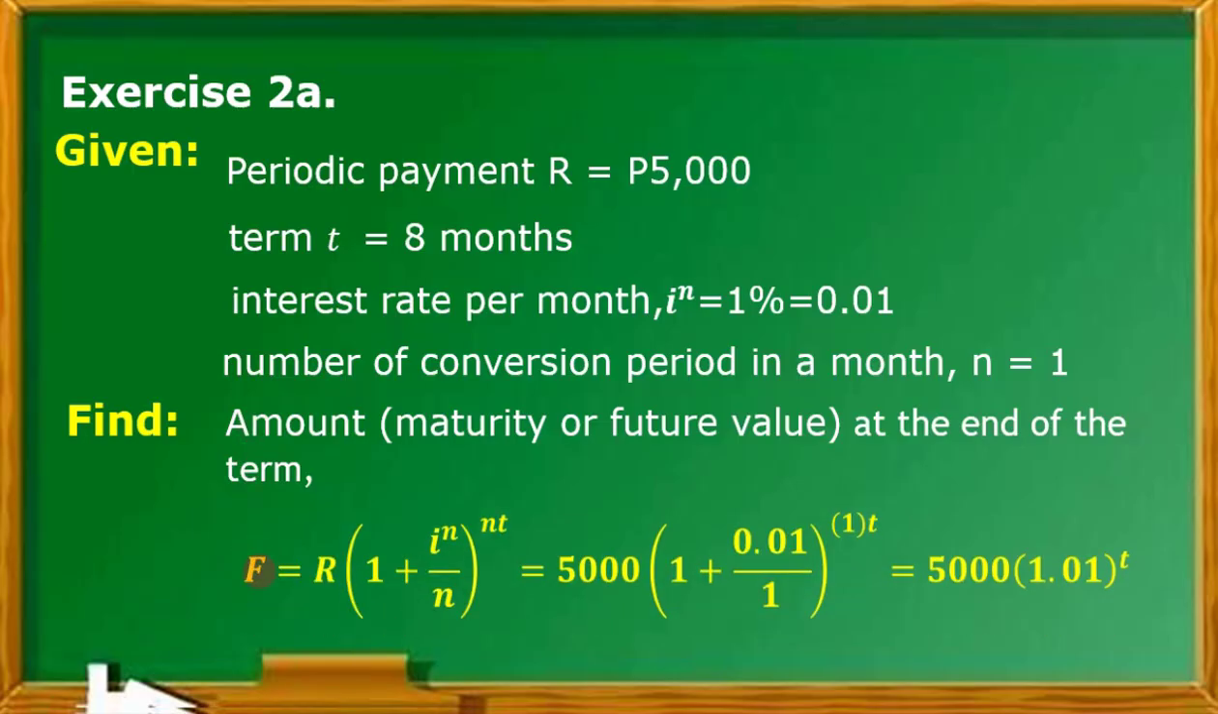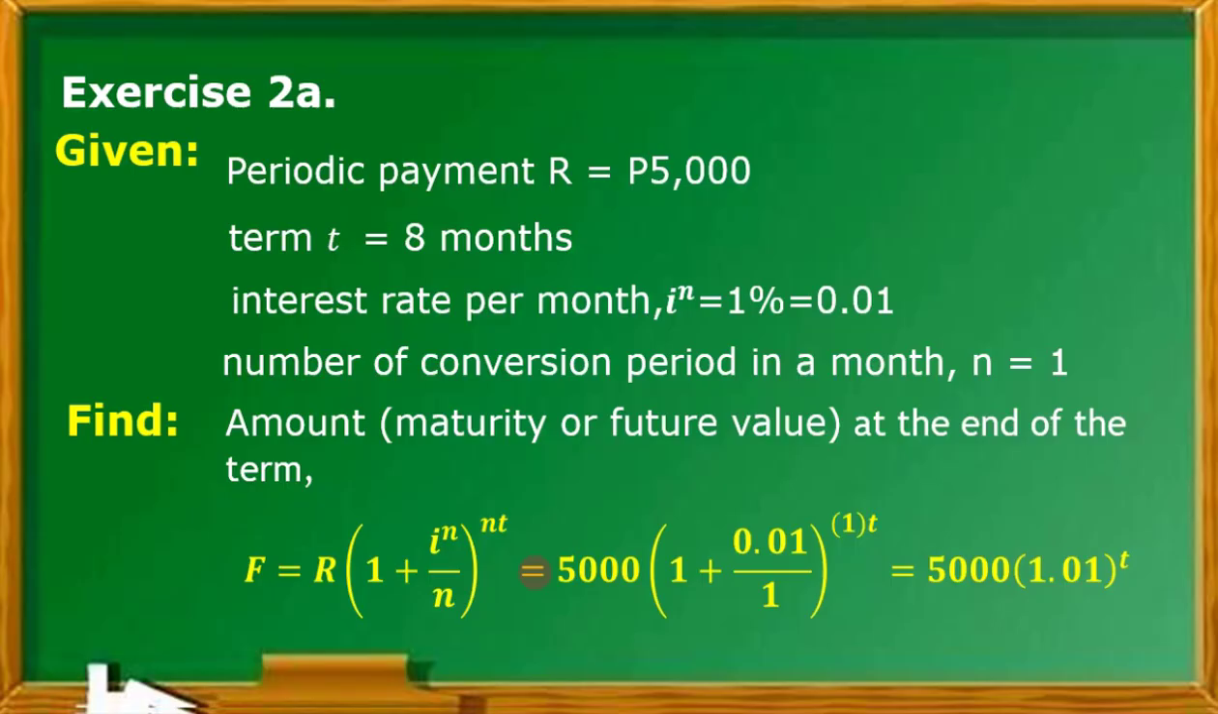So here's the formula: F equals R, where R is the payment period, times the quantity 1 plus I raised to N, over N, close quantity, raised to N times T.